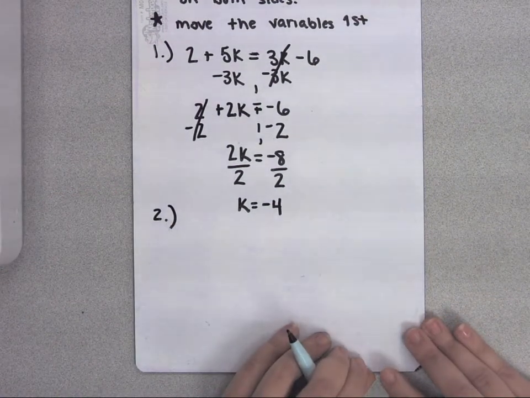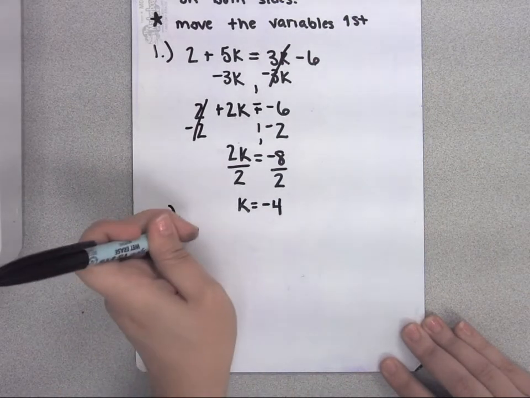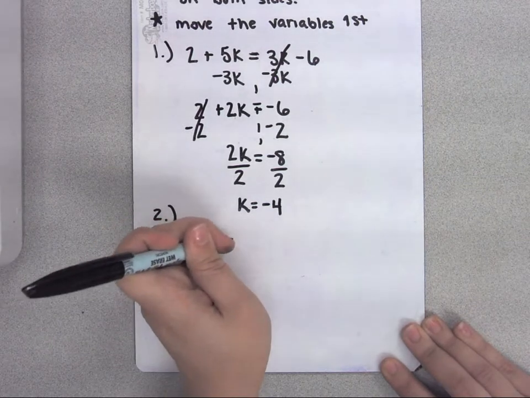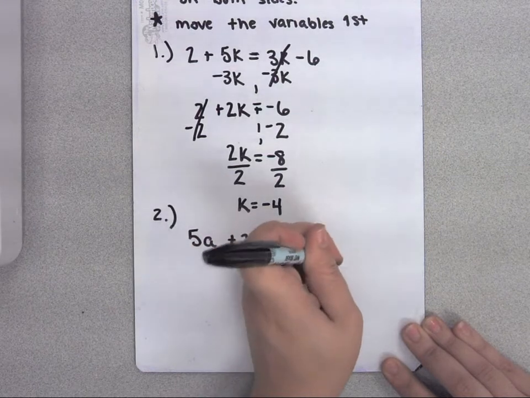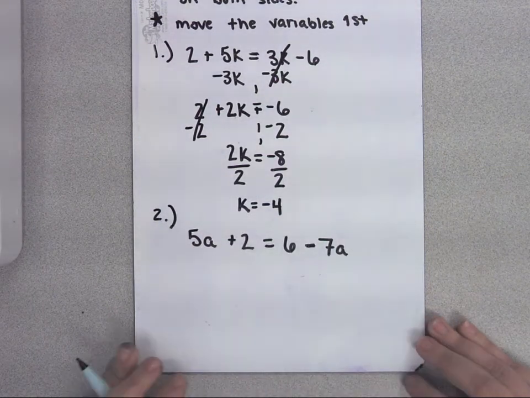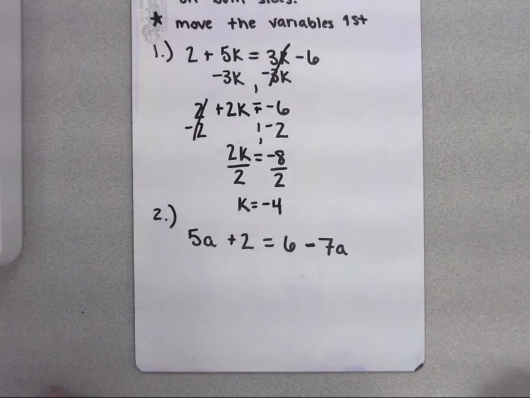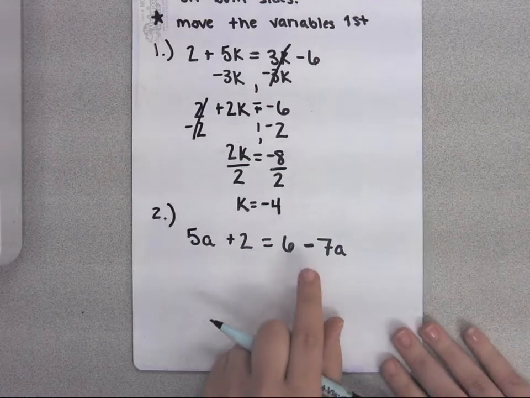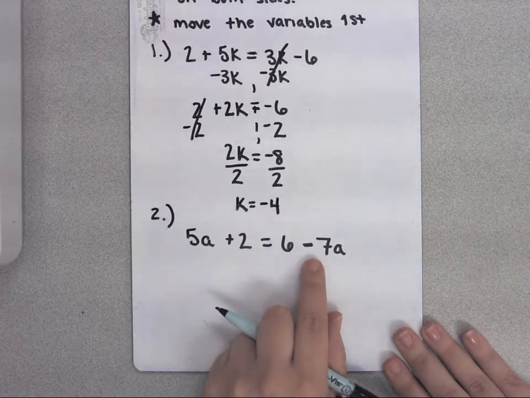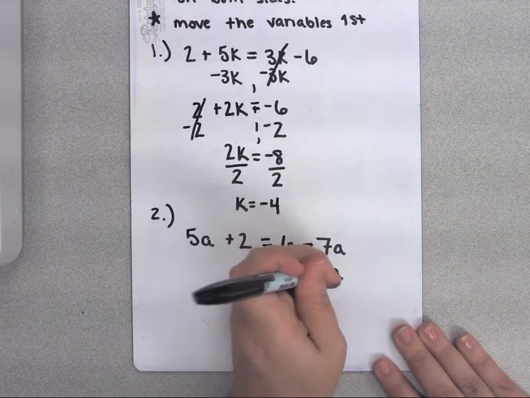Another example. How about, I won't be that mean yet. Okay, how about 5a plus 2 equals 6 minus 7a. Now in this case, always variable first, which variable are we going to move, the 5a or the 7a? The 7, because why? Because it says minus 7a, which really means it's negative 7. So what do I do to move it to the other side? Yep, add 7a. Don't forget the a.